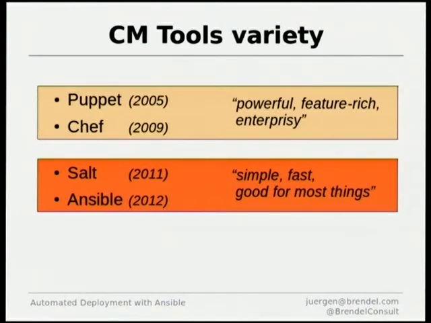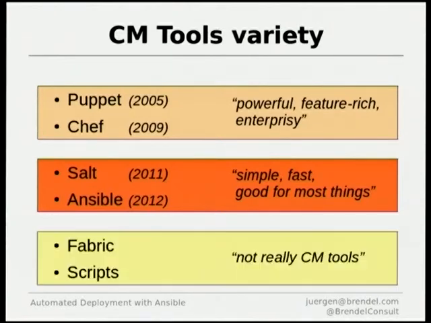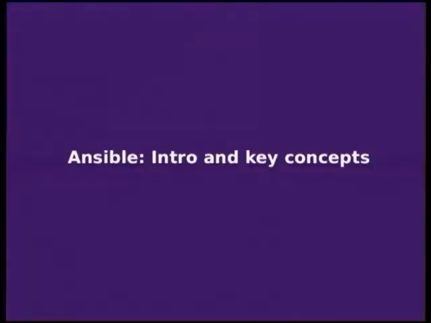So a couple of years back, people started working on things like Salt and Ansible, where they said, hey, we can make things simpler and make simplicity one of the goals. And Ansible certainly does that. We also have things like Fabric and scripts, obviously, but they're not really CM tools because they are very explicit in the way you describe what needs to be done.